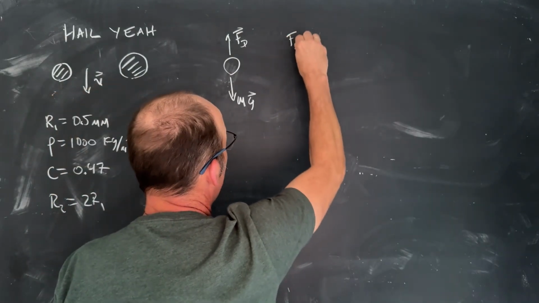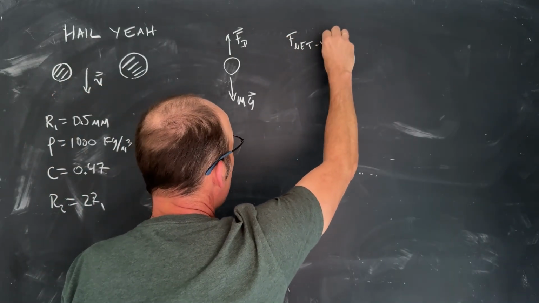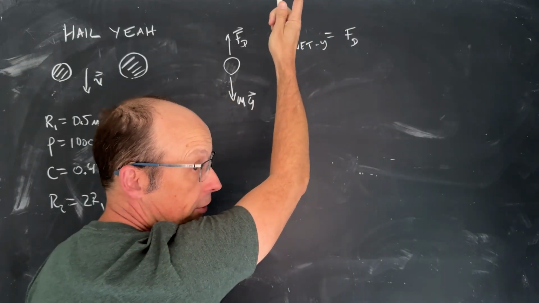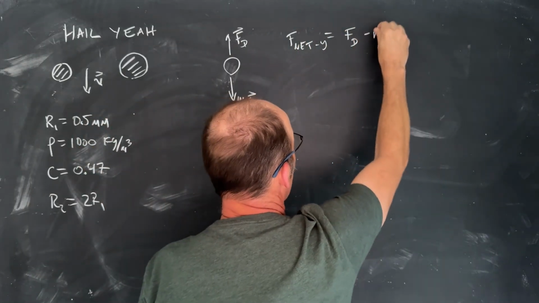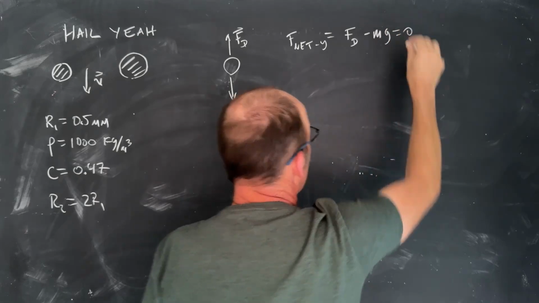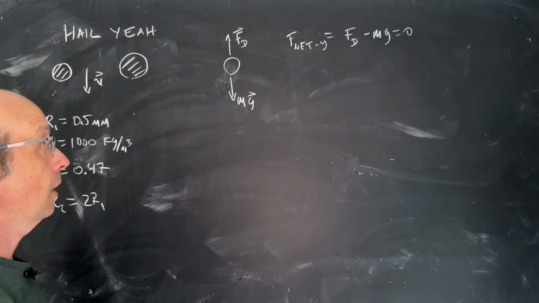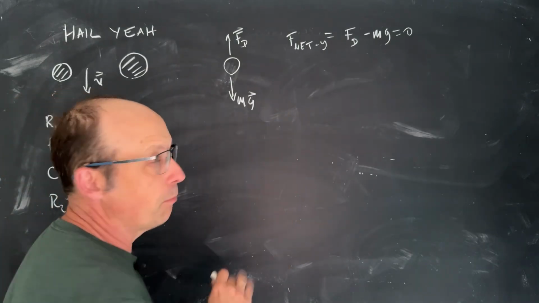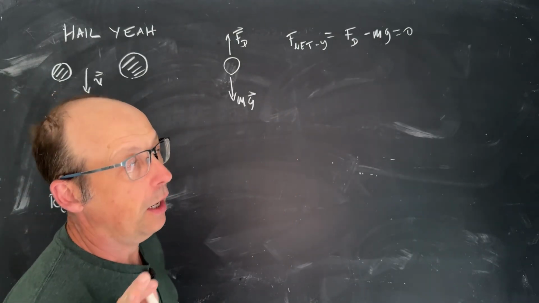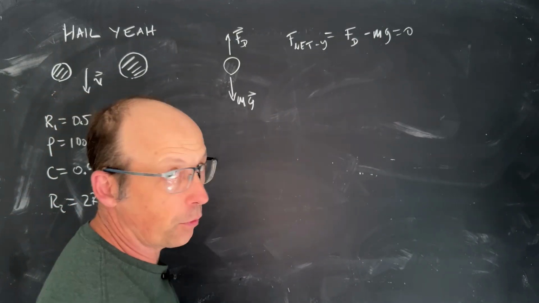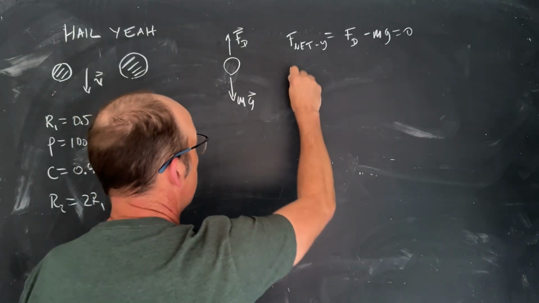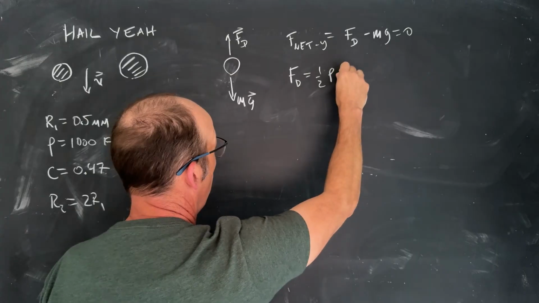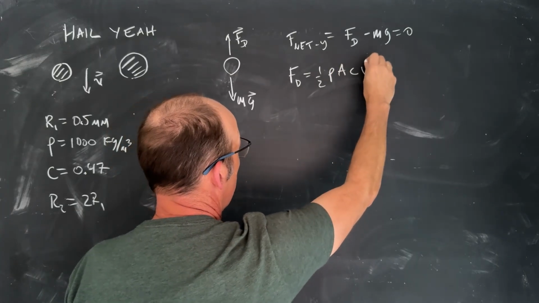So we can say F net in the y direction is going to be the drag force, which is in the opposite direction of the motion, it's moving down, minus the weight, mg, and that's equal to 0. Now we can use the following model for drag force. There's more than one model for drag force. Sometimes this one works. Let's just assume it does. Let's say that the drag force, the magnitude, is 1/2 rho A C v squared.